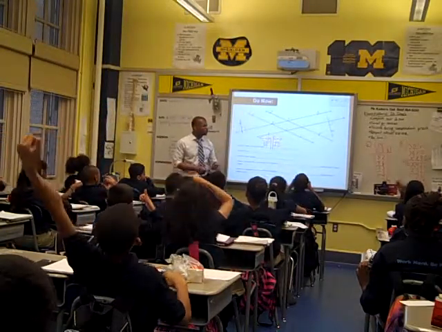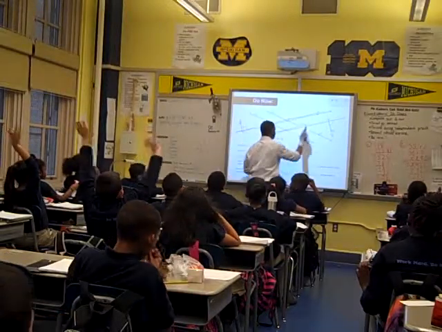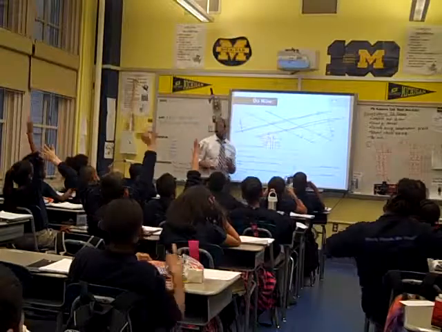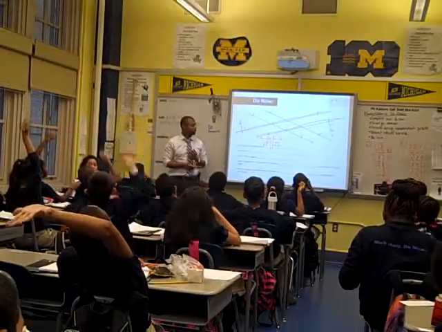Everybody's hands down. Who can tell me another pair? So let's say that this is EF and this is JI. Who can tell me another set of parallel lines? Go ahead, Drew. Give me one.